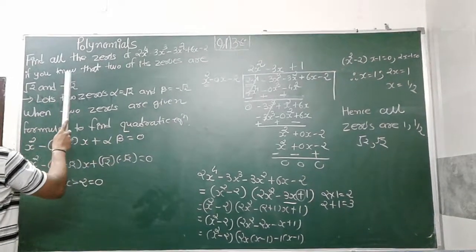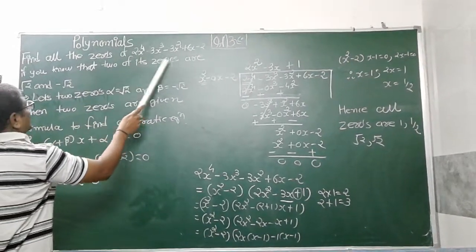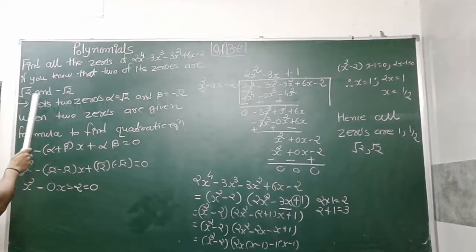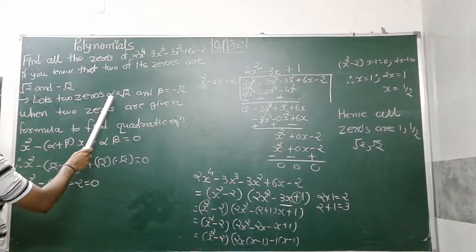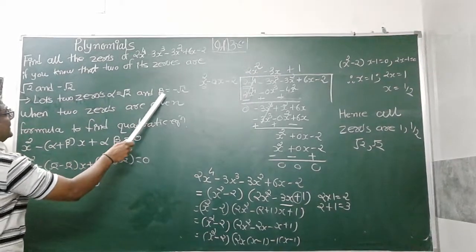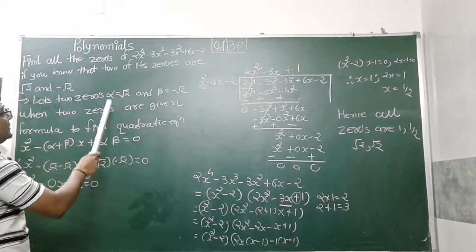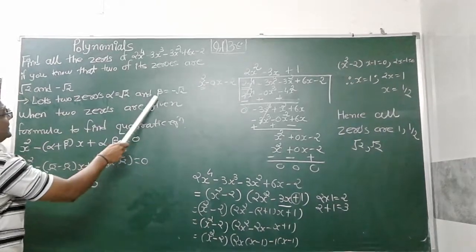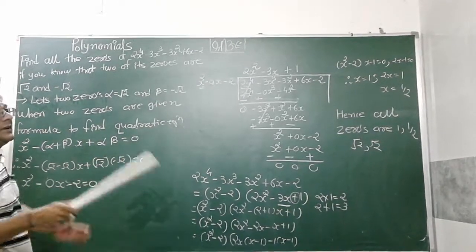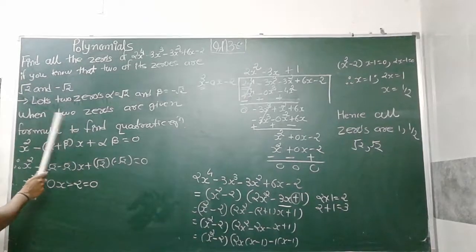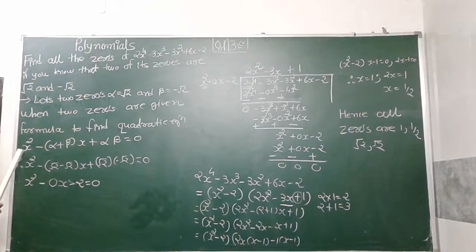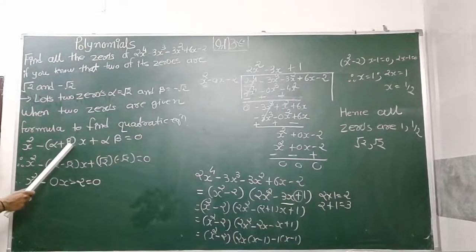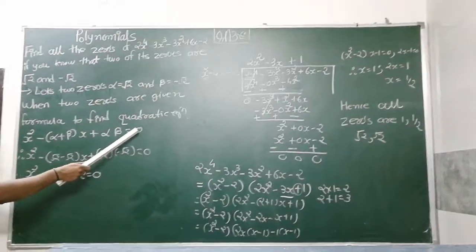If you know that two of its zeros are root 2 and minus root 2, let the two zeros be alpha equal to root 2 and beta equal to minus root 2. If you take alpha equal to minus root 2 and beta equal to root 2, it will not affect your answer. When two zeros are given, the formula for finding the quadratic equation is x square minus (alpha plus beta) into x plus alpha into beta is equal to 0.